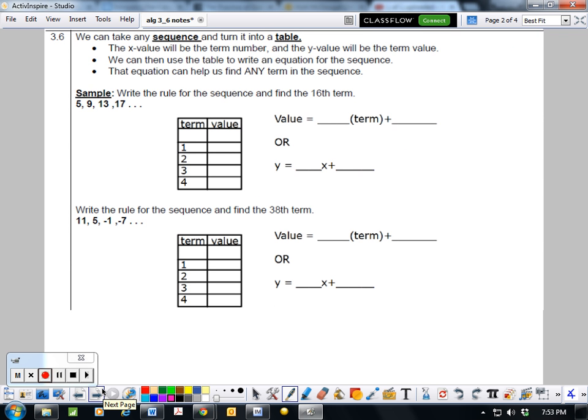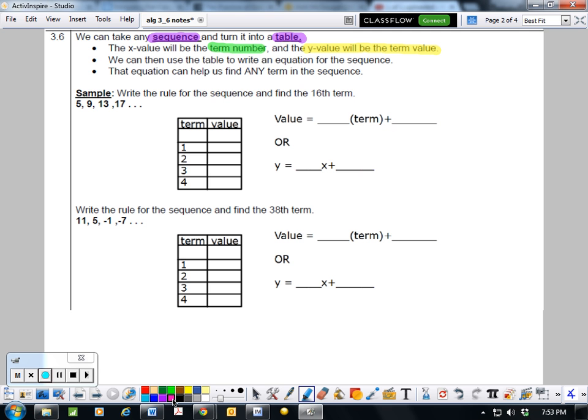Okay, so we can take any sequence and turn it into a table. And that's going to be our big goal now. We're going to take the sequence and we're going to turn it into a table. Now there are some key things that we want to keep in mind here. The x value will be the term number. So if it's my first number in the sequence, my term is 1. And then our y value will be the actual number itself. We can then use the table to write an equation. And that equation then we can use to find any term in the sequence.